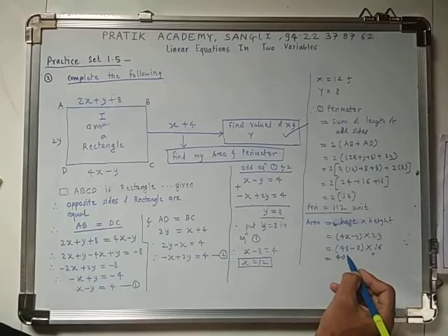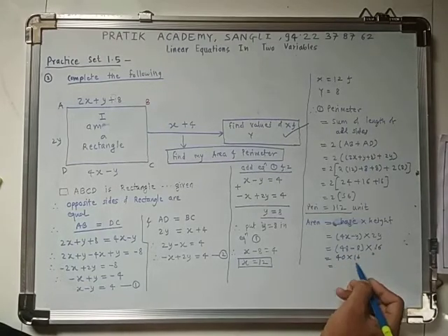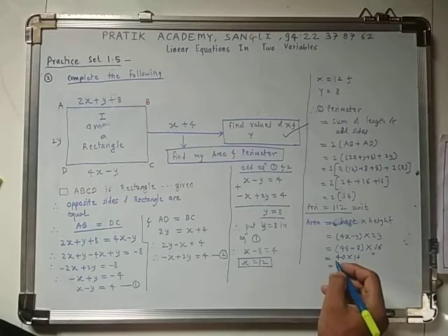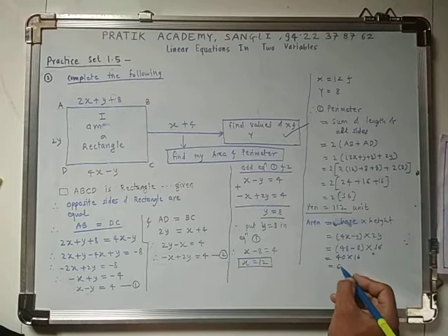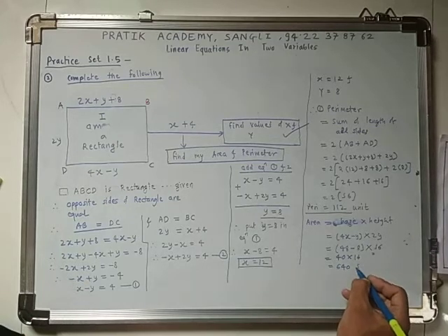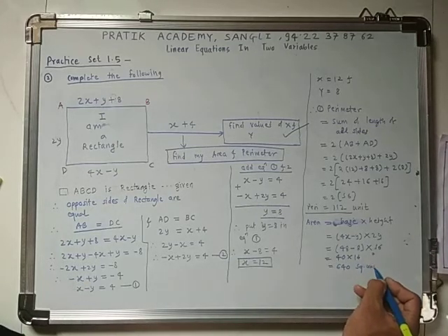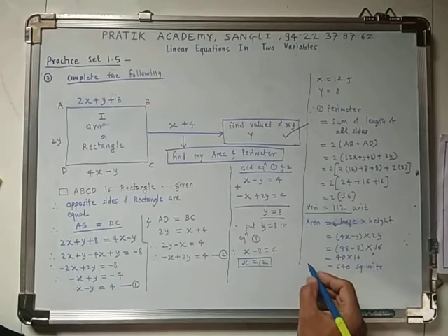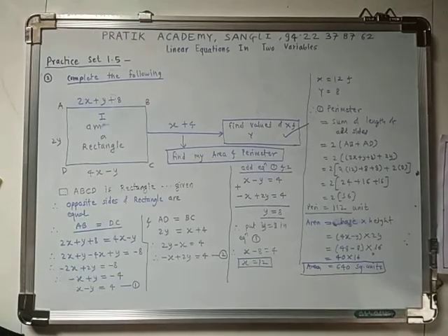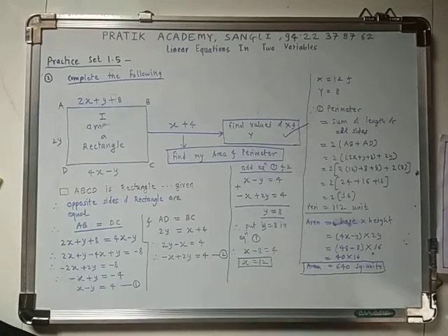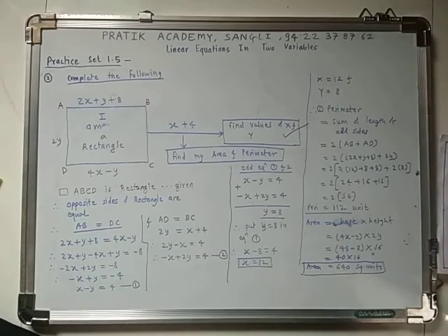So 40 into 16, so 16 into 4. What will be the answer? Yes, 640 square units. This is the area for this problem. So this is our second problem.